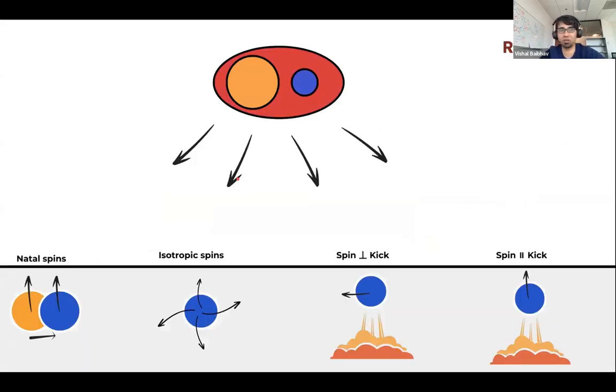So to recap, we discussed different possibilities for spin misalignments from field binaries. The natal spins are not the only possibility. You can have completely isotropic spins, which can result from either internal gravity waves or accreting convective layers. You can have spins perpendicular to the kick, which is something we can expect if the explosion is not happening in the center, or if you have a symmetric fallback, and spins parallel to the kick, which is what we see in the pulsar observations as well.